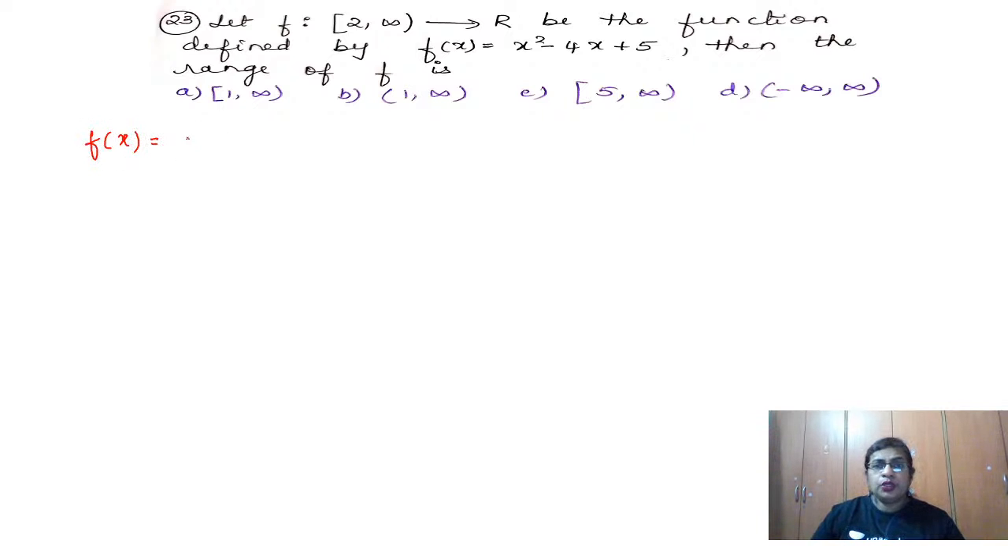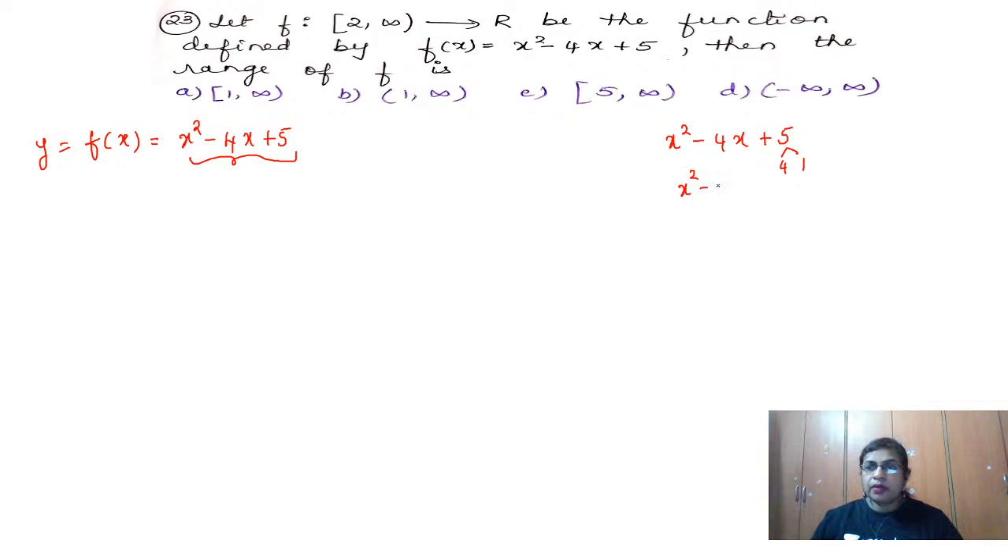Now we have f of x equal to x square minus 4x plus 5. Suppose I call this y. Let me complete the square. How do we complete the square? For x square minus 4x plus 5, I can write 5 as 4 plus 1, and 4 can be written as 2 square. So x square minus 4x, plus 2 square, and plus 1.